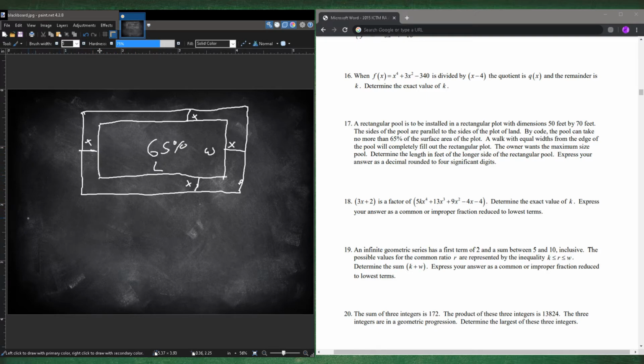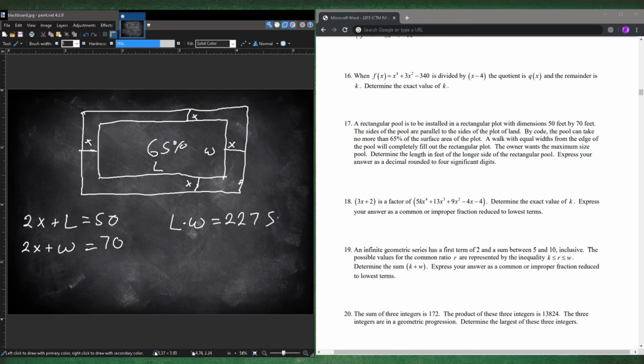So what this tells us is 2x, right? 2x plus this length is equal to one of the sides, so that's 50. And 2x plus our width is equal to our 70, right? And since this is 65% of the area, we know what the area is. It's just 50 times 70, so that's 3,500. And we know that's 65%, so 0.65. So we know that our area for length times width is equal to 2,275.